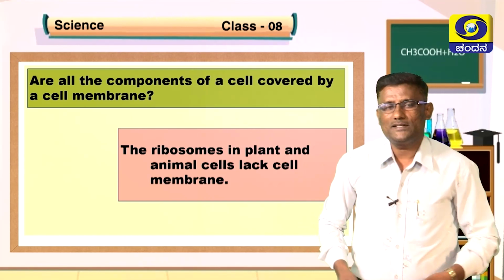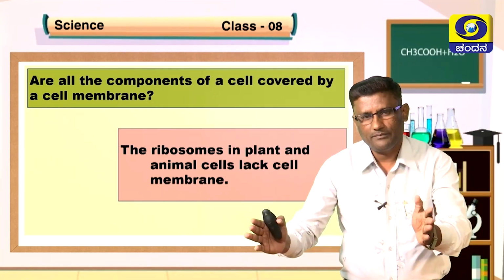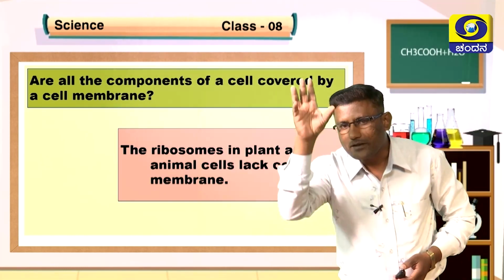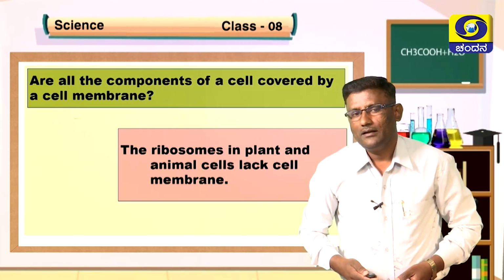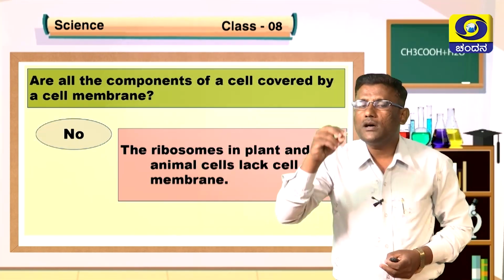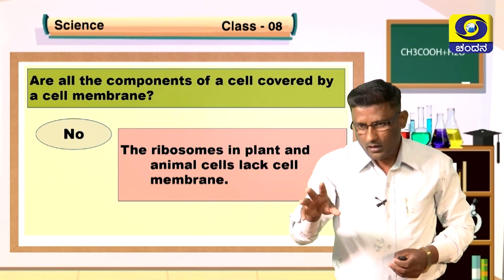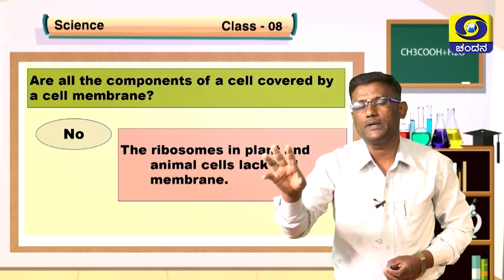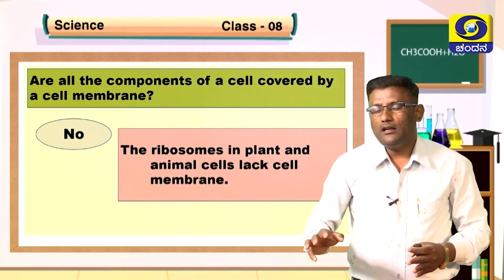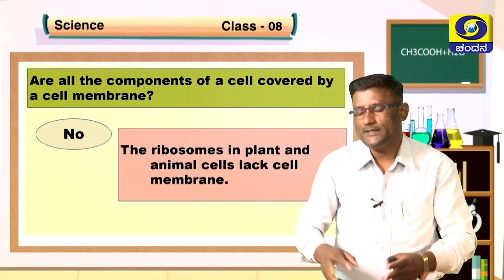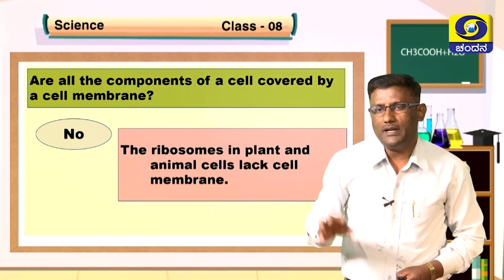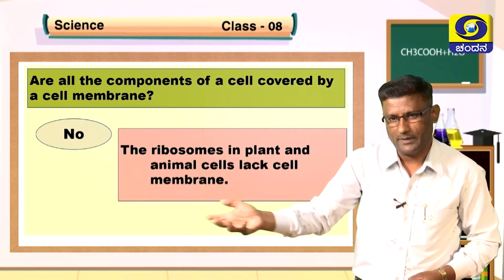Then we can extend our concept here. My next question is, are all the components of the cell covered by a cell membrane? What is your opinion? No. Almost all cellular structures are not protected by the cell membrane. I mean to say, there are different kinds of cellular components present; some of them are protected by the cell membrane and some others are not.